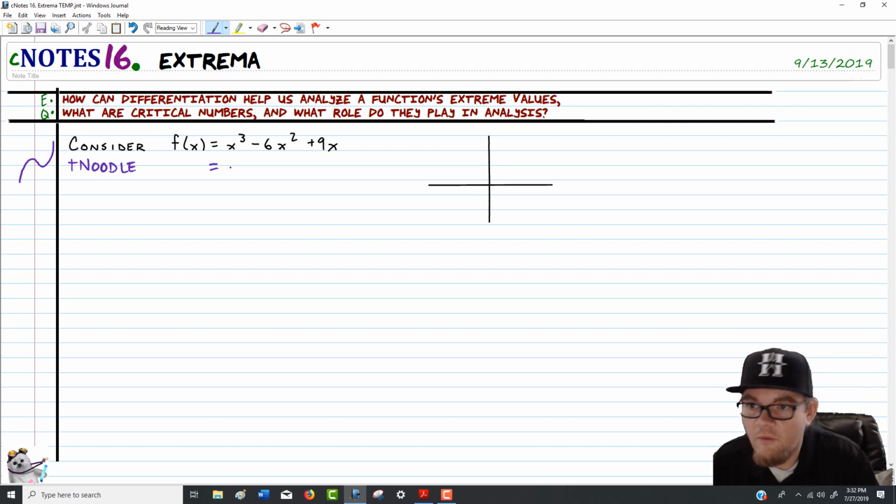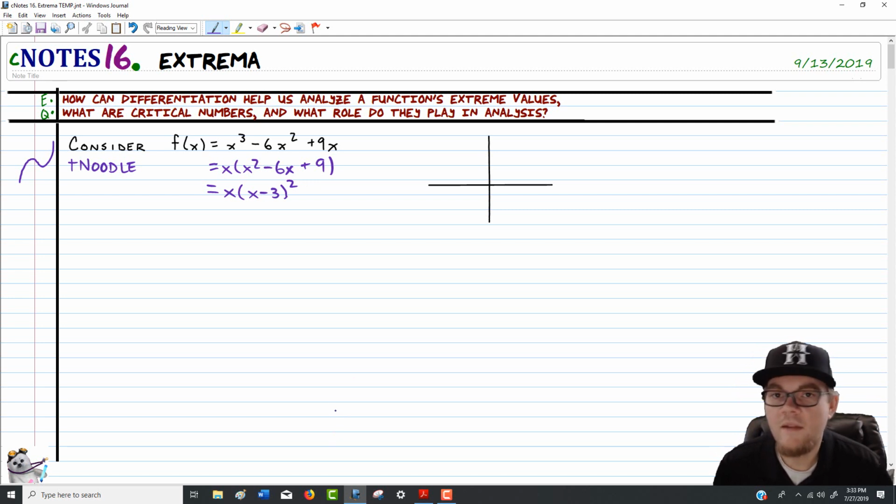This is a readily factorable function. So I'm going to factor out a GCF of x. That leaves me with x times x squared minus 6x plus 9. And if you recognize that trinomial as a perfect square trinomial, or if you try to factor it, you'll eventually realize that our function f of x is actually equivalent to x times the quantity x minus 3 squared. The reason that's really useful is that if we were to set that equal to 0, we could very quickly see that this actually has two x-intercepts.